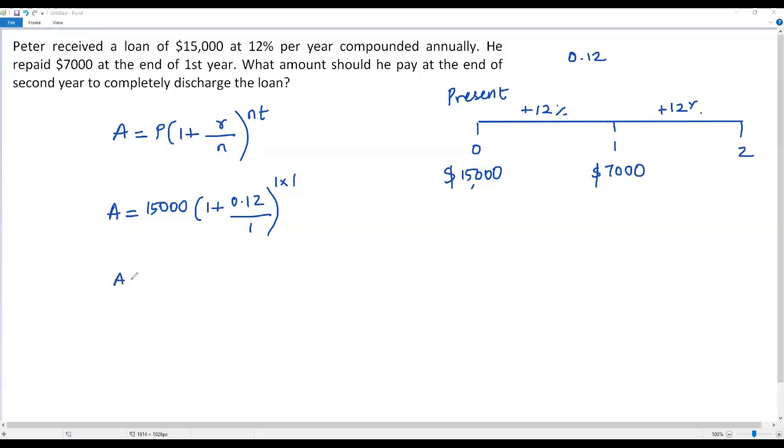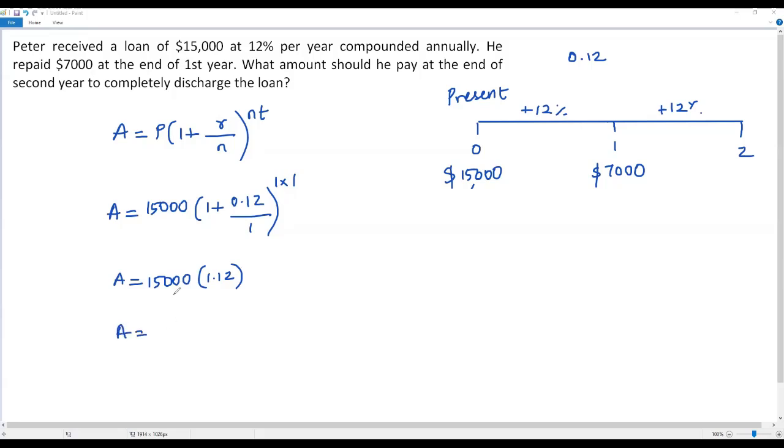Okay, now let's evaluate the numerical expression we have over here. 15,000 times 0.12 divided by 1 is 0.12. When I add it to 1, it's 1.12. Raised to the power of 1 times 1 is just 1. Whenever the exponent is 1, we don't have to mention it, we can leave it.